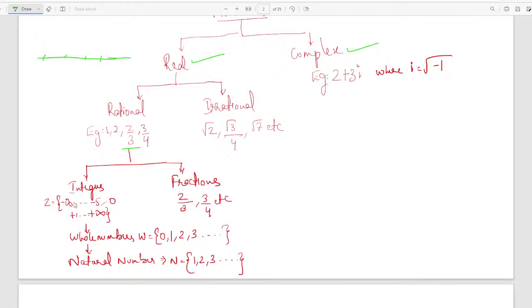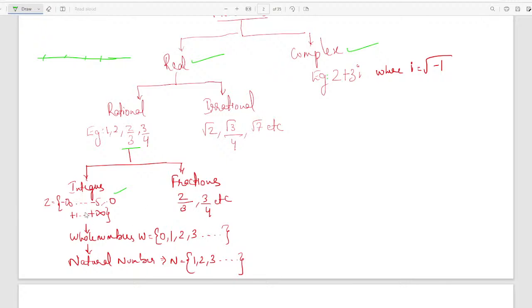Integers are like -5, -4, 4, 3. These are all integers. Integers can be negative or positive, and 0 is also an integer. Fractions are nothing but any numbers that can be represented in p/q format, for example, 2/3 or 3/4.